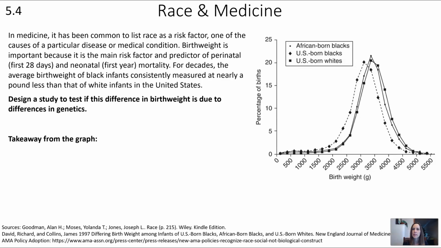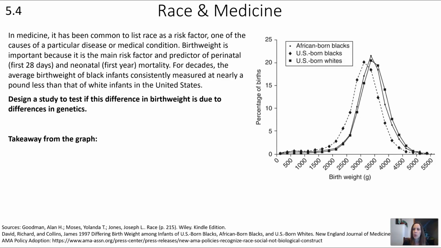So this study has been done, and there are multiple ways that you could go about doing it, but a group of scientists, and the citation is listed at the bottom here, David and Collins, 1997, looked at the birth weight of babies, and they looked at the mothers, and whether the mothers were African-born blacks, U.S.-born blacks, or U.S.-born whites. And what you might notice from this graph is two of these lines are very close together, and one of those lines is different. I know it's a little bit difficult from this graph to see what's what, but it's U.S.-born blacks that you can see as that line that sticks out on the left.